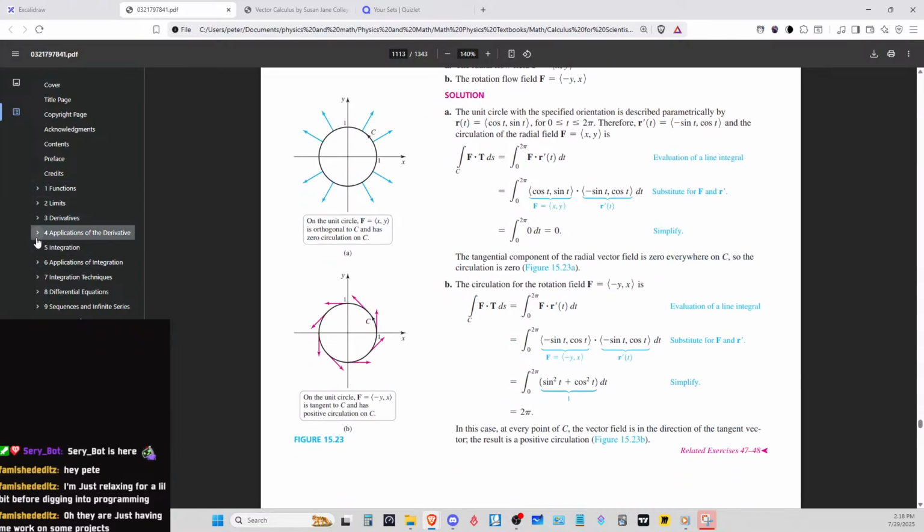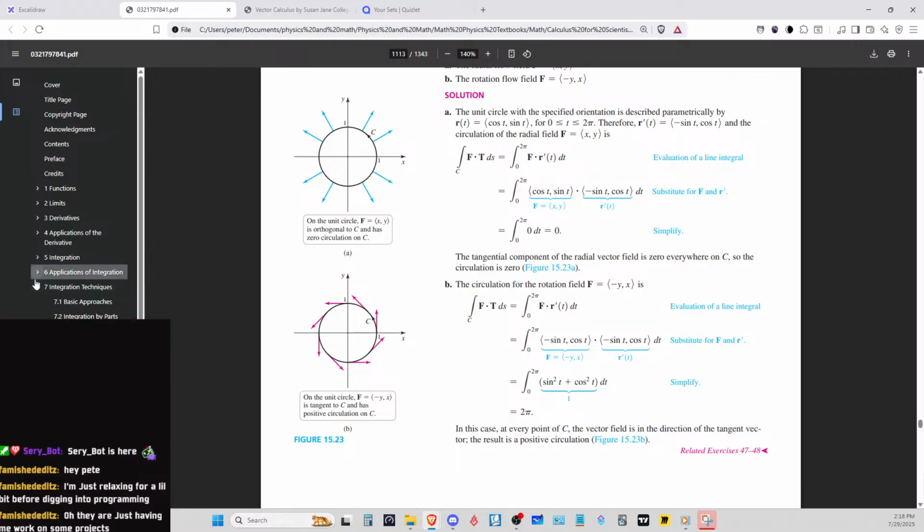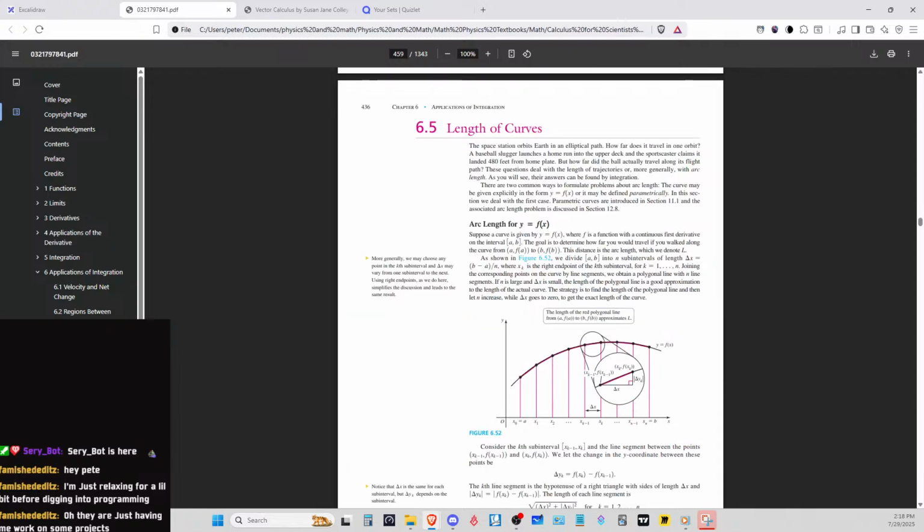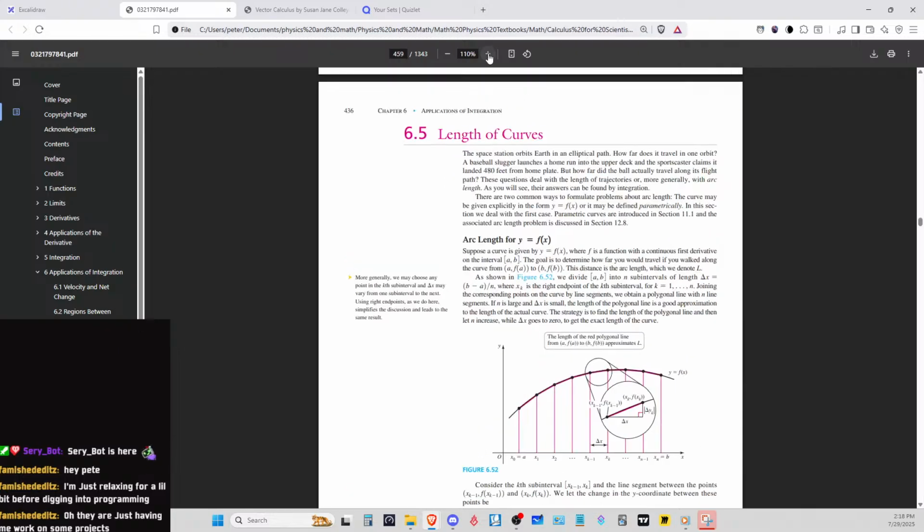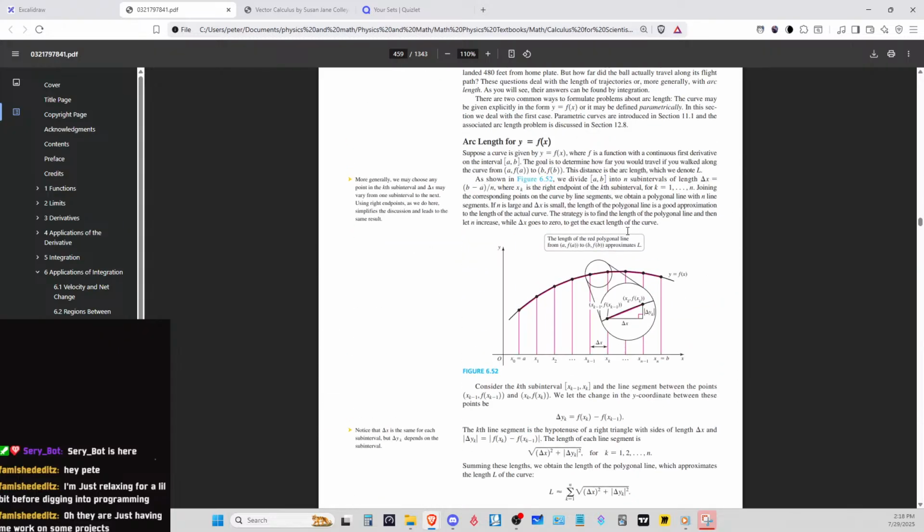I should also look up arc length, because I think this is more related to arc length, or at least it has a connection to it. So let's see if we can find arc length. Surface area. It's supposed to be length of curves. Here we go, arc length.